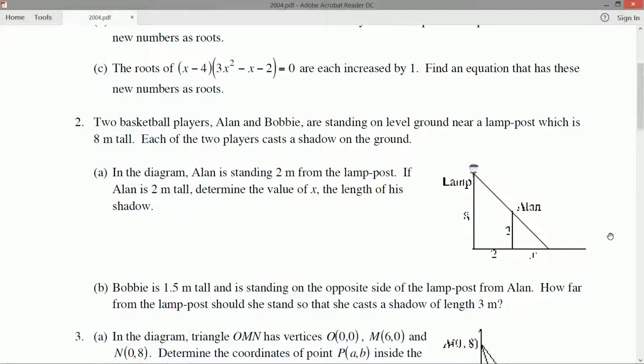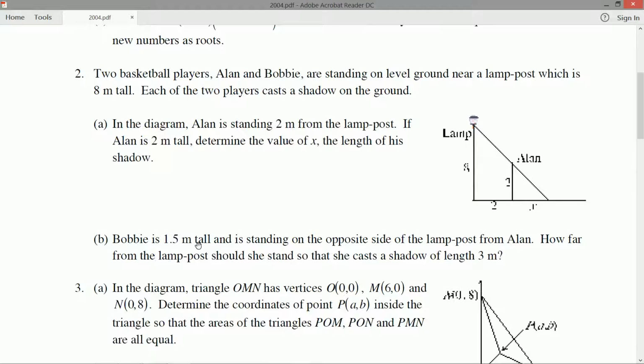Alright, so two basketball players, Alan and Bobby, are standing on level ground near a lamppost, which is 8 meters tall. What? Is there a reason they're basketball players? Because it looks like we're just casting shadows here. Each of the two players cast a shadow on the ground. In the diagram, part A. In the diagram, Alan is standing 2 meters from the lamppost. If Alan is 2 meters tall, determine the value of x, the length of his shadow.